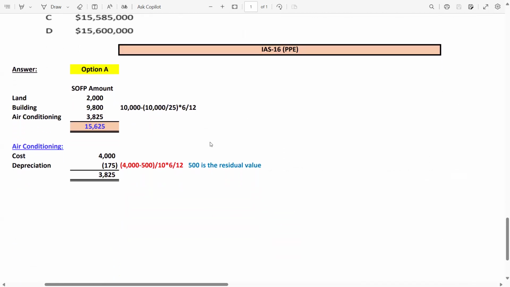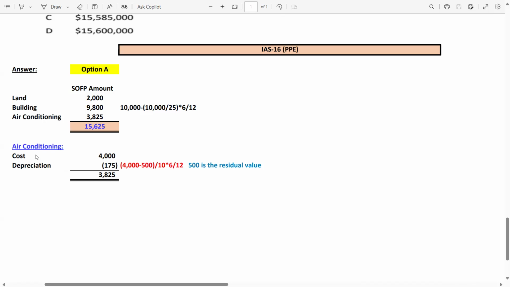So here is the explanation and the answer. This is IAS 16 PPE. Option A is the answer, which is 15,625. SOFP amount: land 2,000, building 9,800. How? 10,000 is the carrying amount at 1st October 2004. So 10,000 divided by 25 is the life, multiplied by 6 divided by 12. You will get the depreciation, which is 200. 10,000 minus 200 is 9,800.